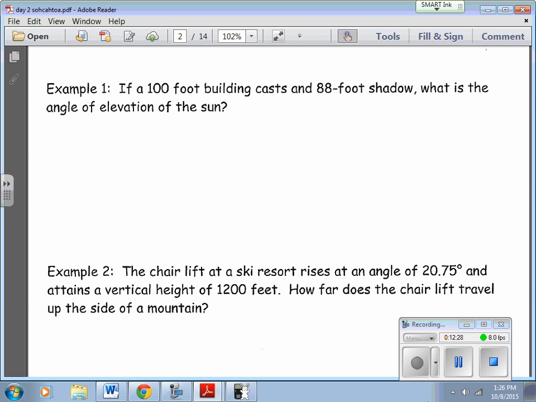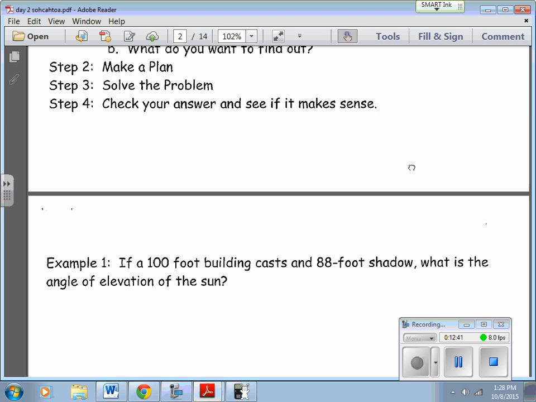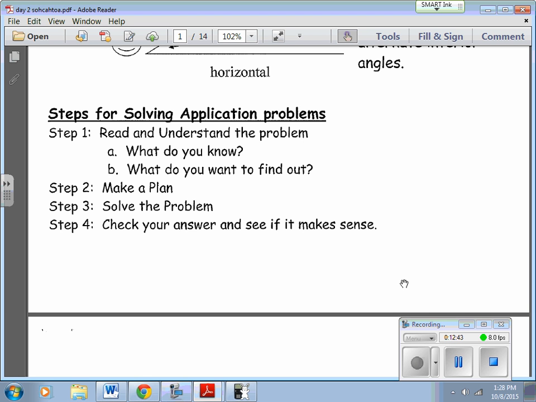So go ahead and read example number 1, and then I'll give you a minute to try to set up something to solve it. All right, so here are the steps that we're going to follow. Read and understand the problem. What is it that you know, and what is it that you're going to find out? Those 2 parts are automatic. We're going to make a plan, and sometimes making a plan involves drawing a picture. Then we'll go to steps 3 and 4.